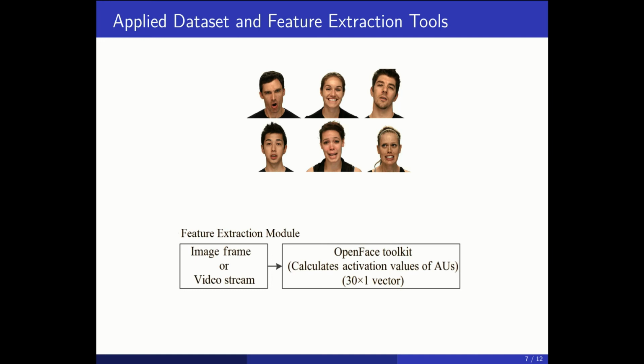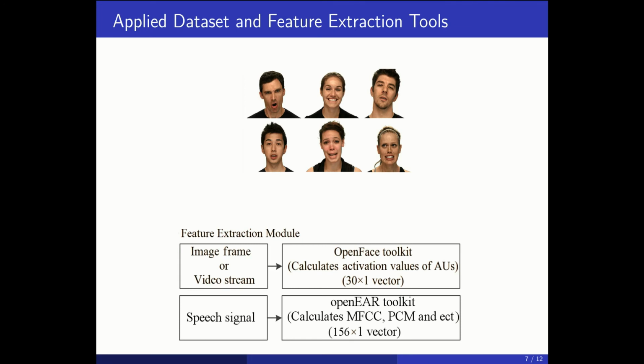To obtain facial features, we used an open source toolkit which is OpenFace. OpenFace returns the activity values of 15 different action units in 2 scales of binary and regression, which provide us 13 different features. To obtain speech features, we used another open source toolkit which is OpenEar. OpenEar calculates different acoustic features like MFCC and PCM, which are used in this study.